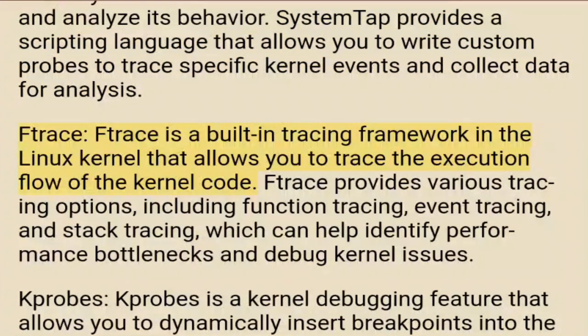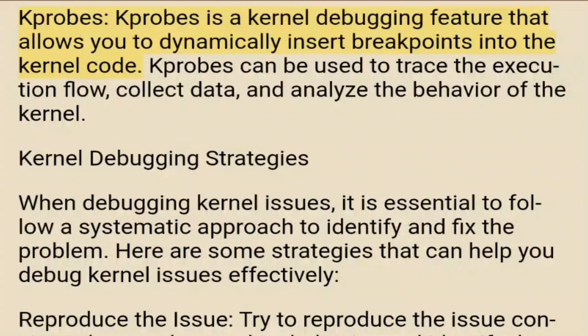ftrace. ftrace is a built-in tracing framework in the Linux kernel that allows you to trace the execution flow of the kernel code. ftrace provides various tracing options, including function tracing, event tracing, and stack tracing, which can help identify performance bottlenecks and debug kernel issues. Kprobes. Kprobes is a kernel debugging feature that allows you to dynamically insert breakpoints into the kernel code. Kprobes can be used to trace the execution flow, collect data, and analyze the behavior of the kernel.